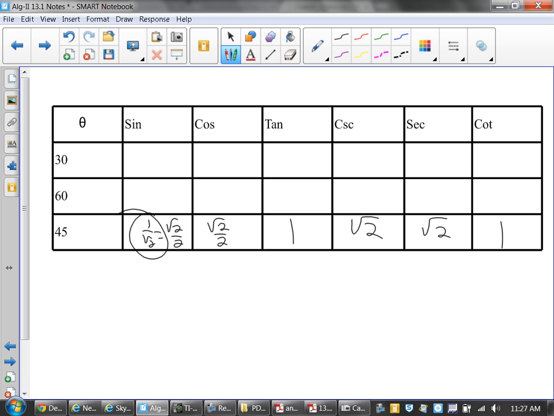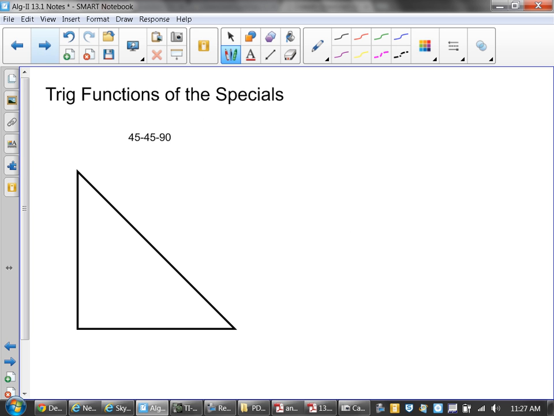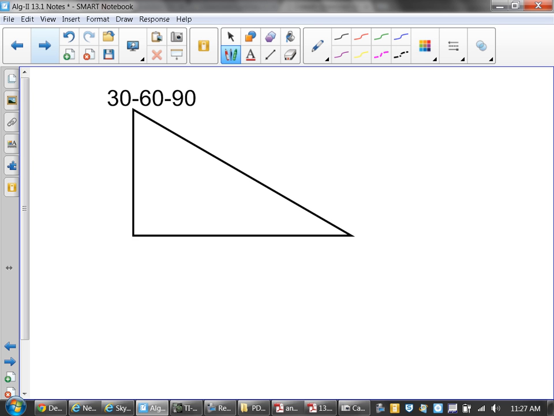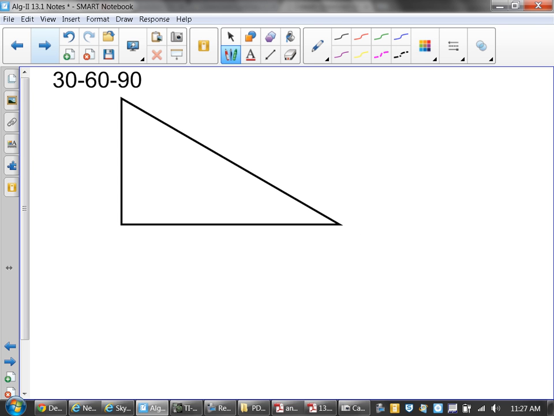Okay? Let's look at the 30 and the 60 real quick. When I'm looking at the 30 and the 60, again, I'm going to use 1, 2, and root 3. Is that all right? Okay. If this is my 30-degree angle up here, that makes this one the 60. The sine of 30 is what over what? So it is 1/2.